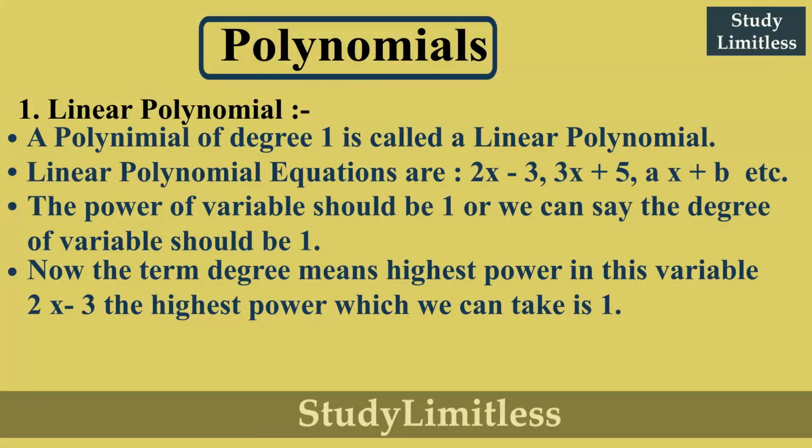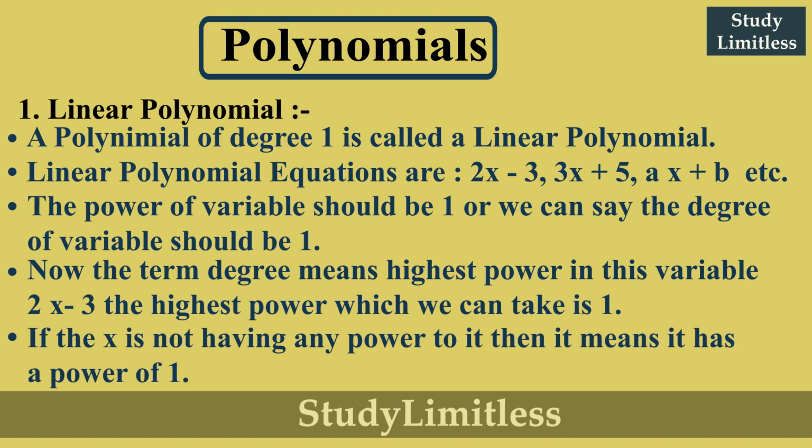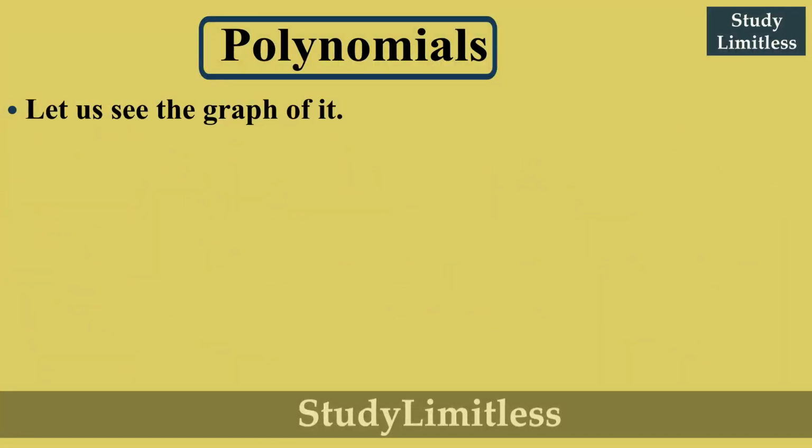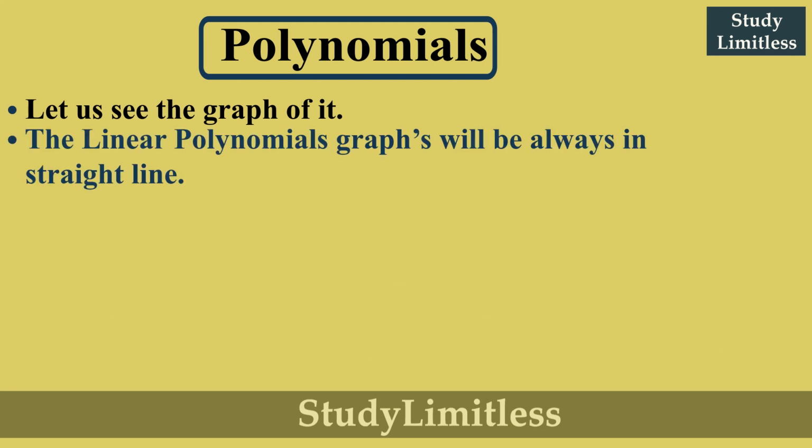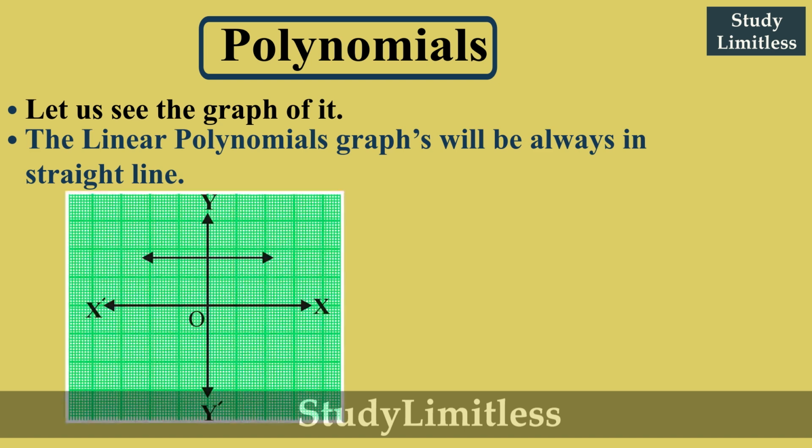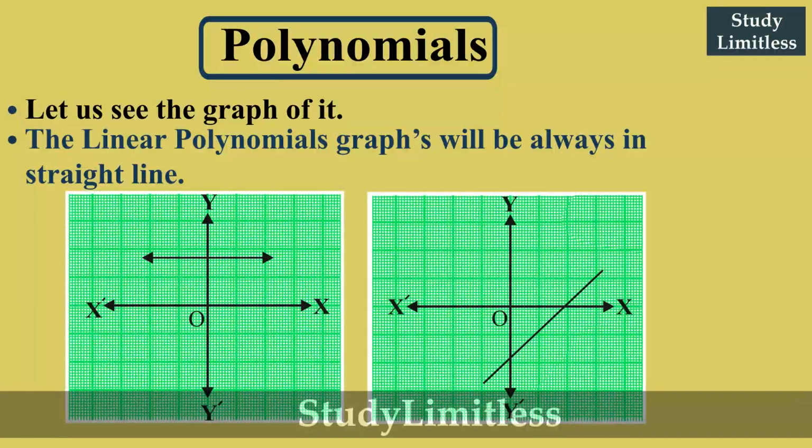Now the term degree means the highest power of the variable. Like 2x minus 3, the highest power we can take is 1. If x does not have any power, then it means the power is 1. As we have understood the linear polynomial, let us see the graph of it. The linear polynomial graph will always be a straight line, like this or like this.